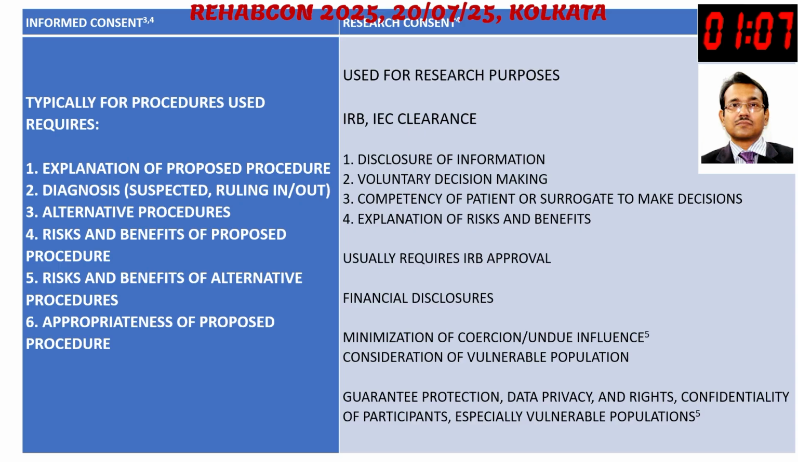For the research consent, the institutional ethics committee or institutional review board comes into force. Disclosure of information, voluntary decision making, competency of patients and surrogates to make decisions, explanation of risks and benefits usually requires institutional review board approval. Financial disclosure and minimization of coercion or undue influence, and consideration of vulnerable populations.